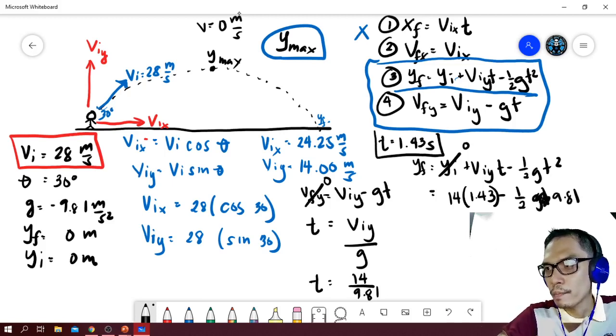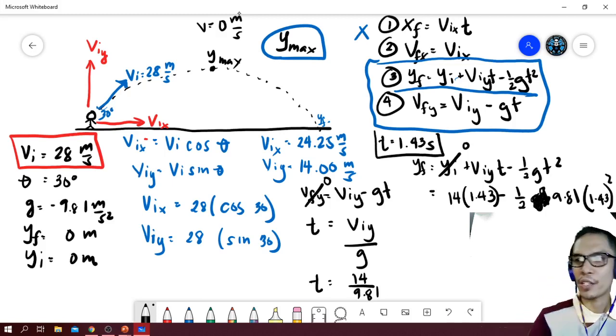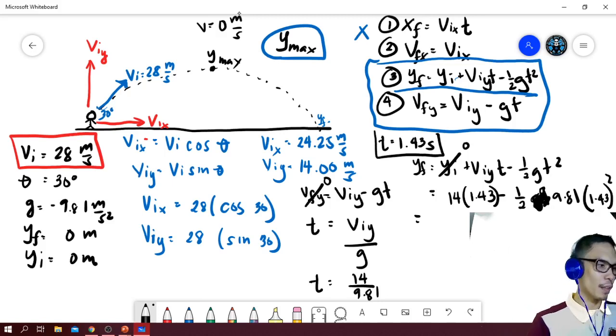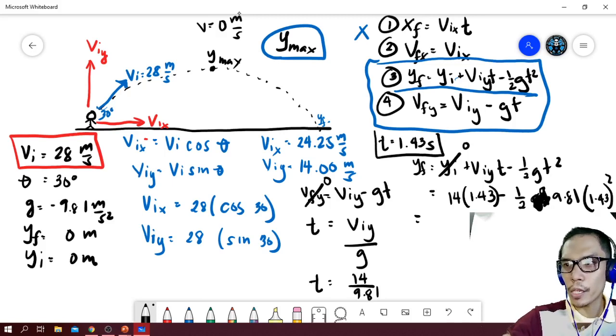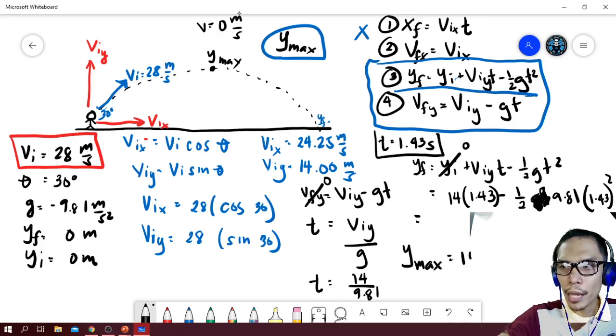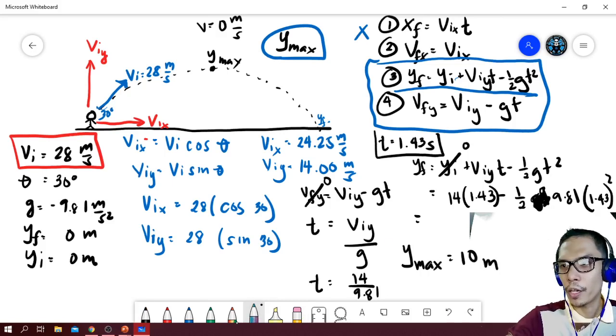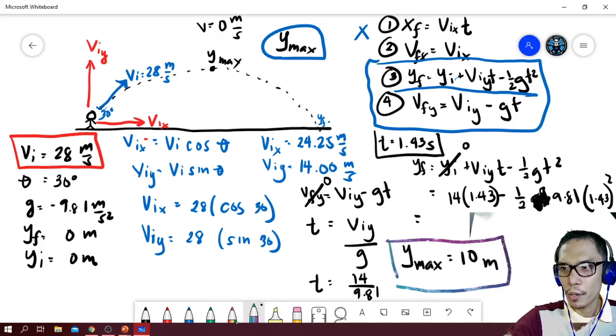Sorry, 1/2, I forgot to write the 9.81 times 1.43 squared. There we go. So pardon me if the workspace is very dirty. Alright, so if you do the right math there, the y max that you will compute, the maximum height that the ball will achieve, is 10 meters. So this is now your final answer for this question.